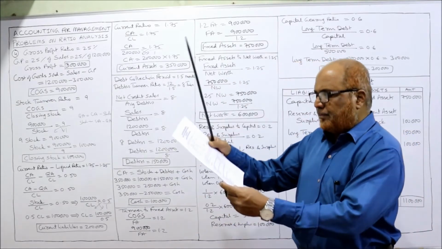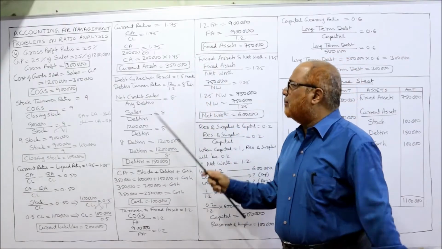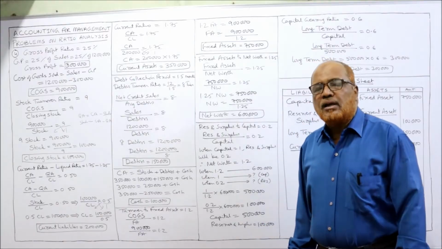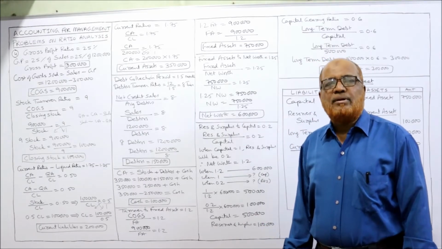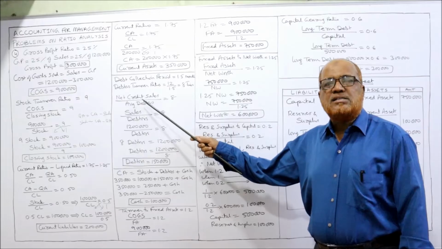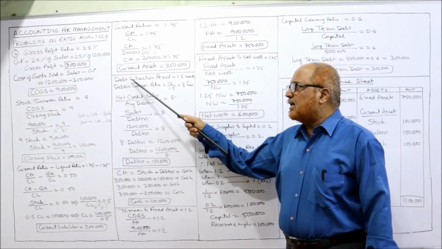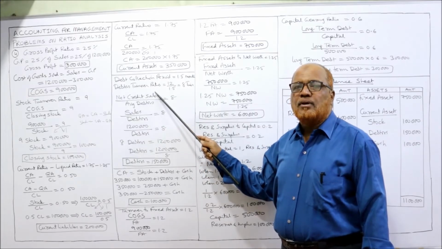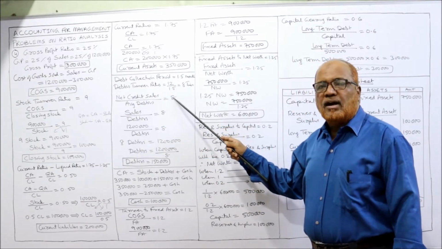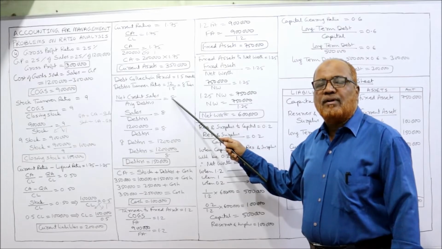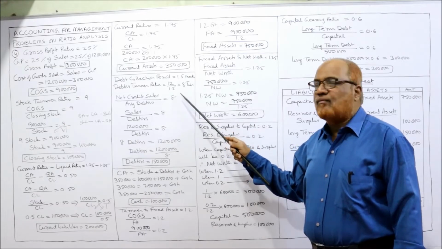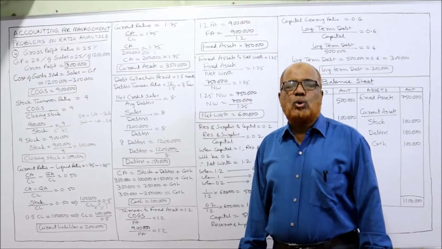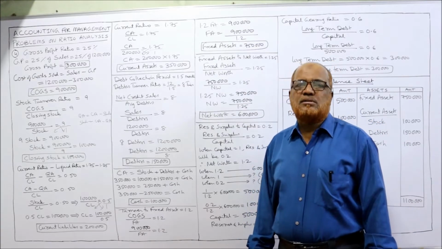It is given here: debt collection period 1.5 months. If I want to convert it into times, how many months does a year consist of? 12 months. So if you want the debtors turnover ratio by using the debt collection period, I am calculating it as 12 months in the year divided by the debt collection period 1.5. So 12 divided by 1.5, you will get 8 times. That means the debtors turnover ratio is 8 times, right?